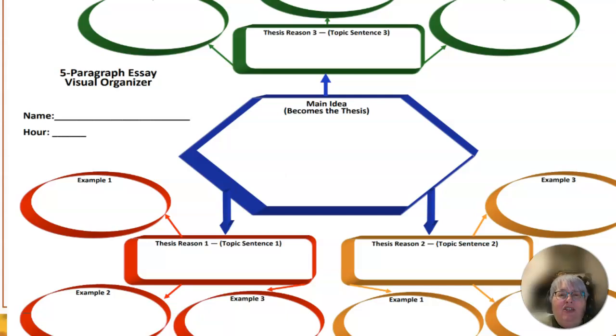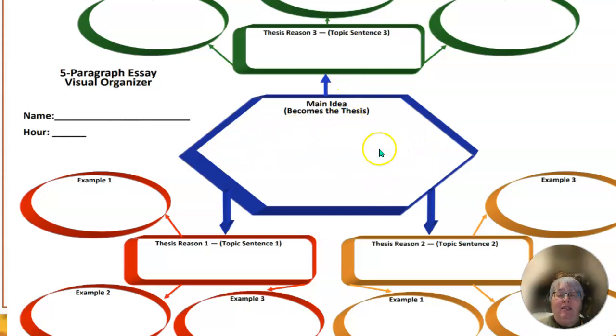So our prompt today is, do people need to belong? And so what you're going to do is take a position on that prompt. Do people need to belong? Yes or no? It's pretty simple. And so you're going to take a statement, and then you're going to tell us why. And that's going to go in the main idea.